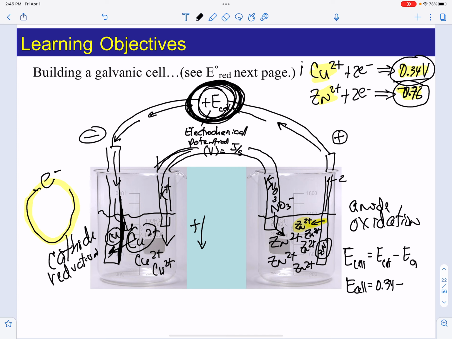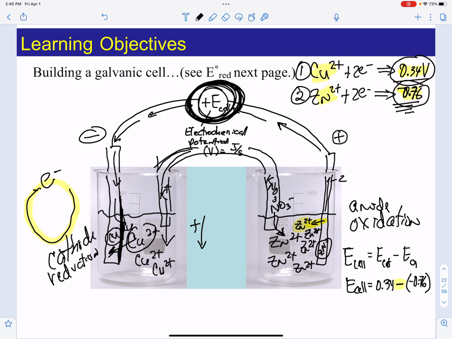Notice that this equation and this equation are both reductions. We know that reduction happens in one of the cells and oxidation happens on the other cell, but for the purpose of this formula, we write down both values for reduction, because this negative symbol is changing the value. So for example, the zinc is going to be minus 0.76. So having a negative, it makes it positive.